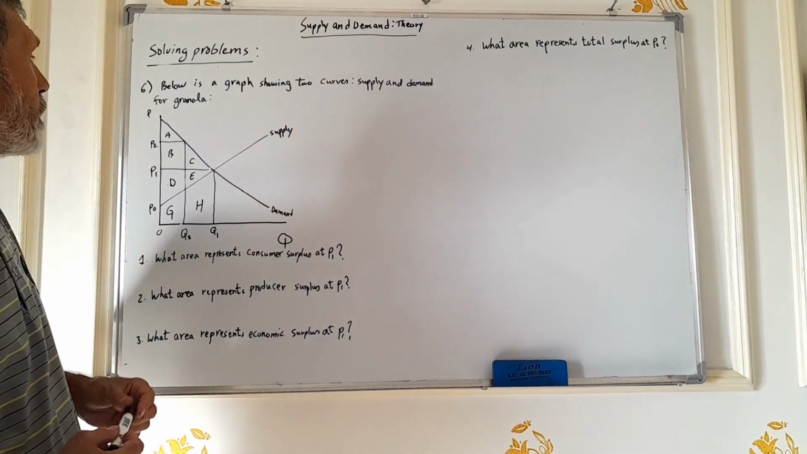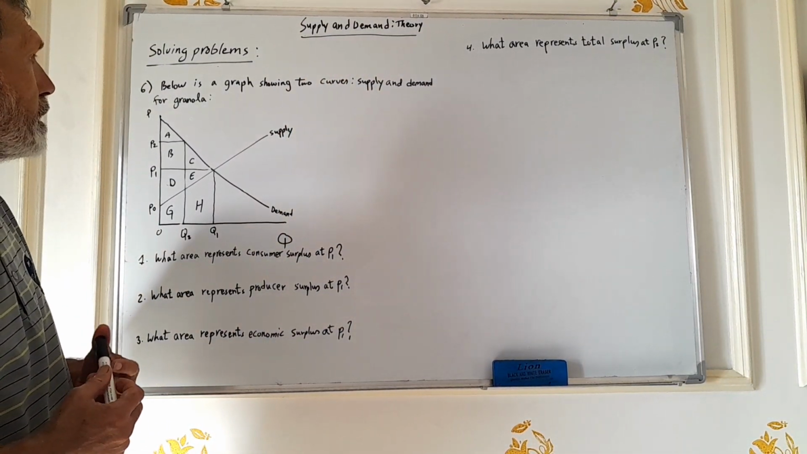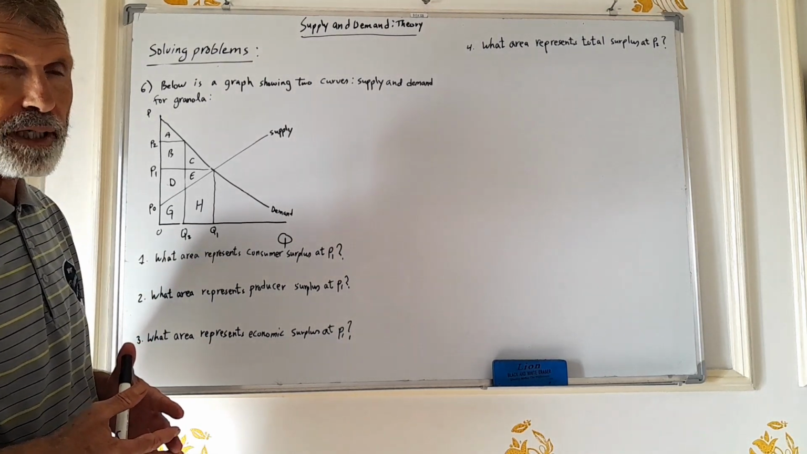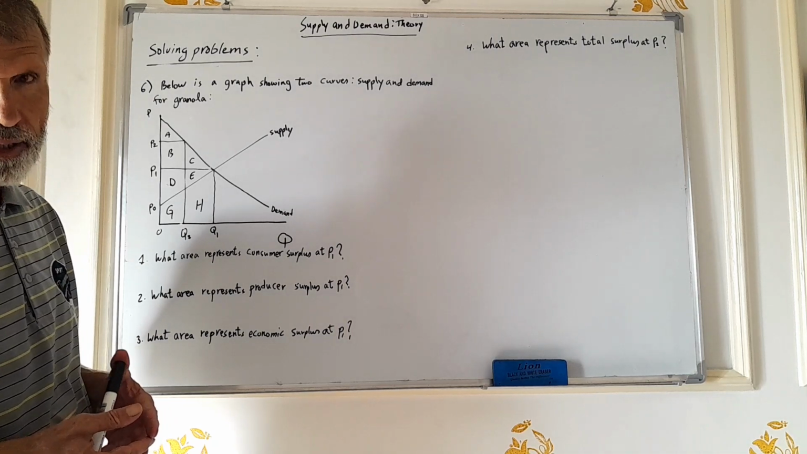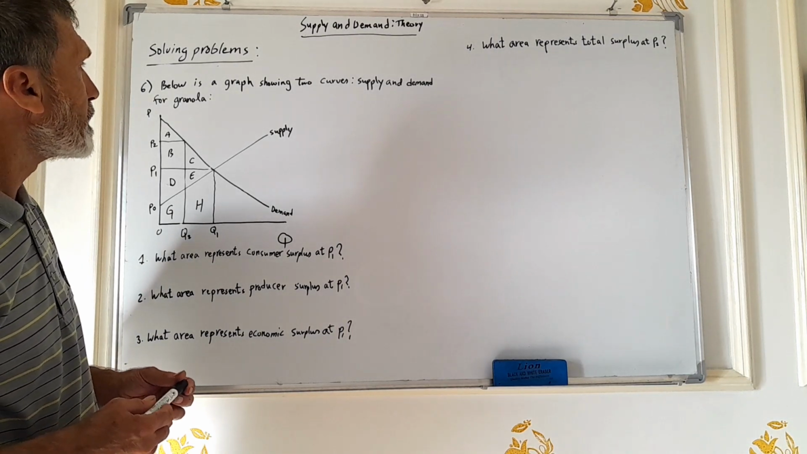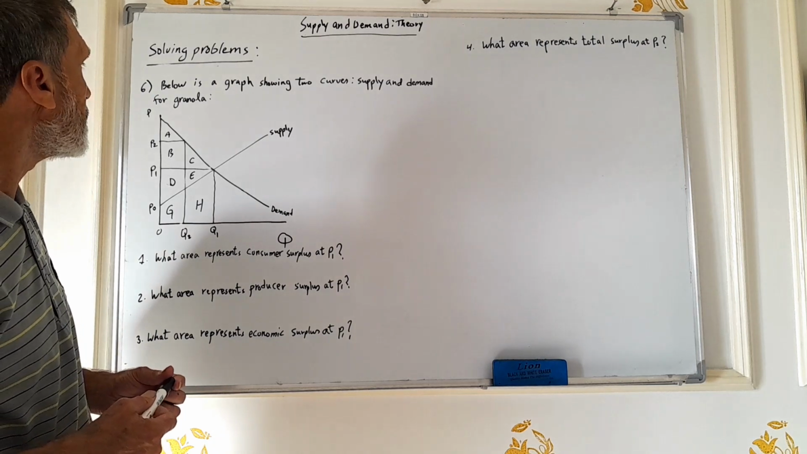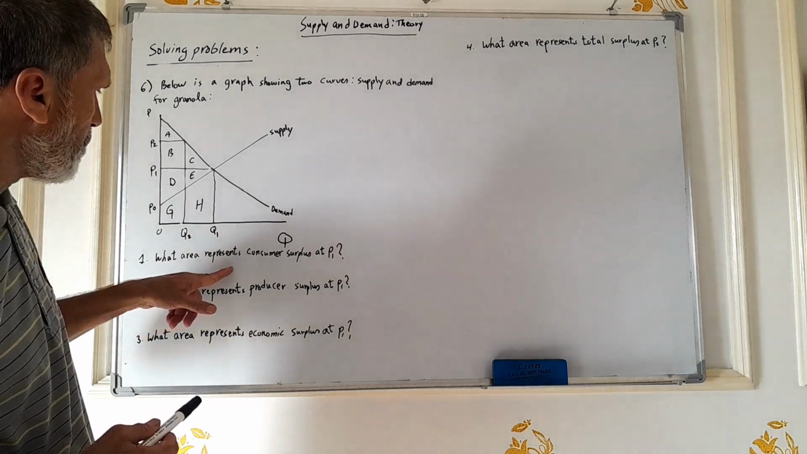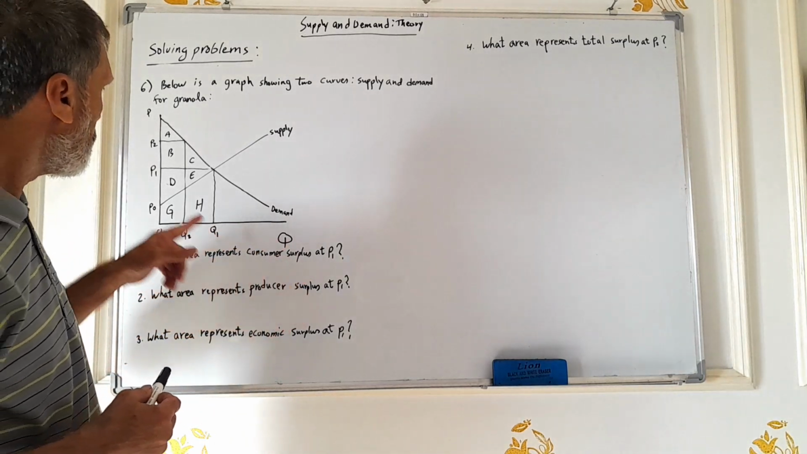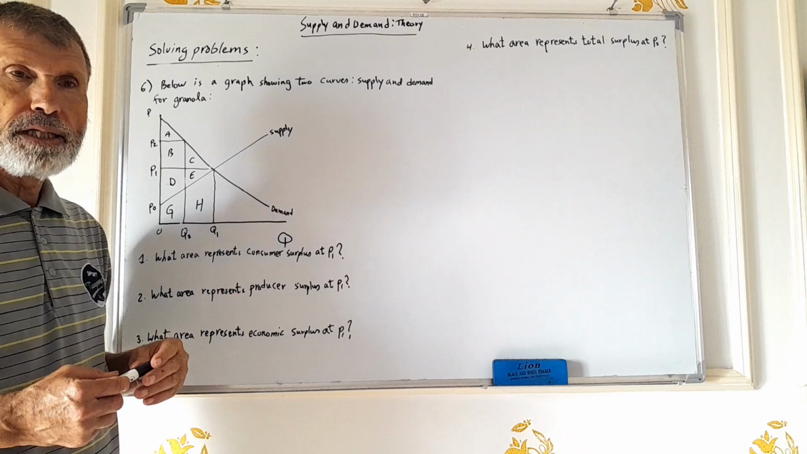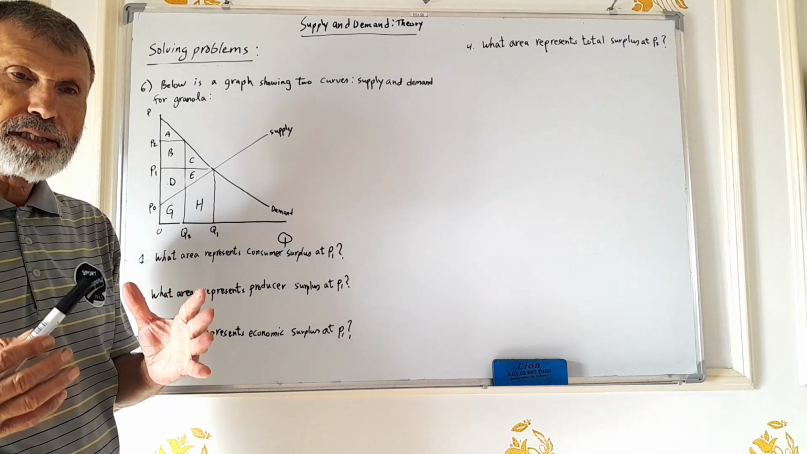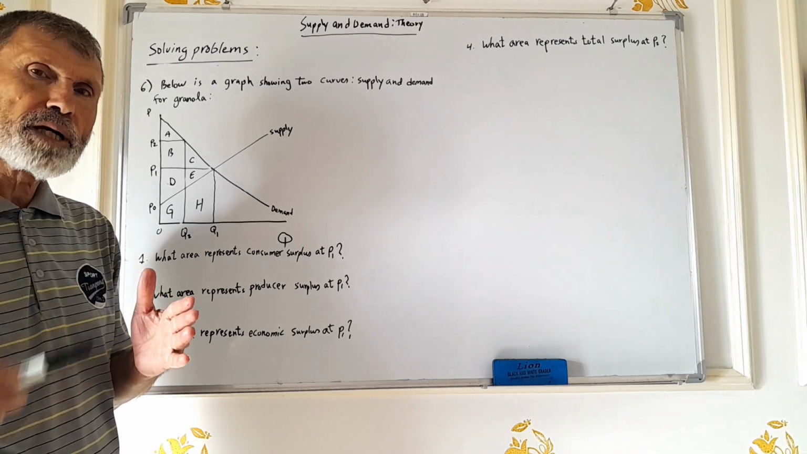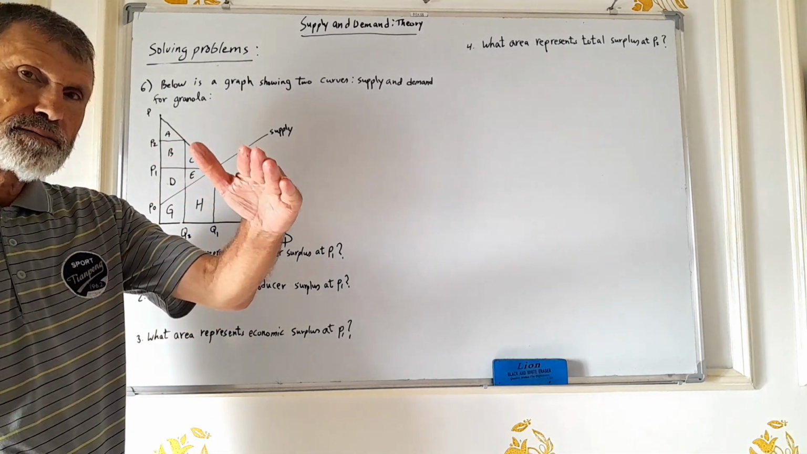Okay, problem number six, of course, it talks about producer surplus and consumer surplus. However, we're going to see a graphic. Below is a graph showing two curves, supply and demand for granola. Now, as you can see here, what area represents consumer surplus at P1? Remember, consumer surplus is represented by the area below the demand curve and above the price.